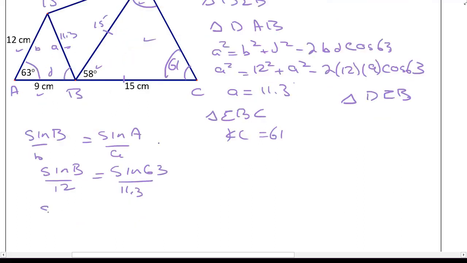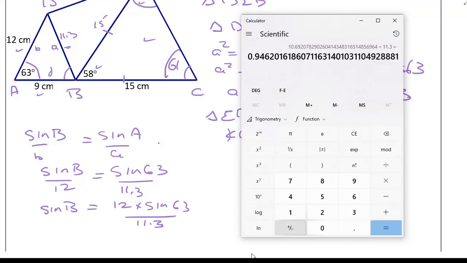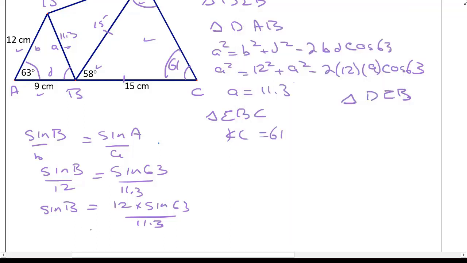When I cross multiply, I can calculate B. So I'm going to get sine of B is going to equal 12 times sine of 63 over 11.3. Let's get our calculators out, and we're going to start off by going 12 times 63 sine equals, and then divided by 11.3 equals again. And now I know the sine of angle B is going to equal 0.9462. Using my inverse trig functions, I can calculate angle B to be 71.1. So now I know that B equals 71.1.